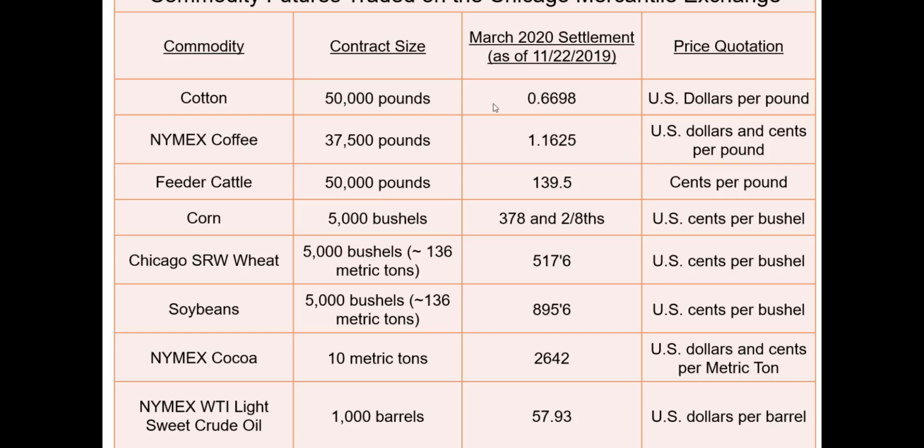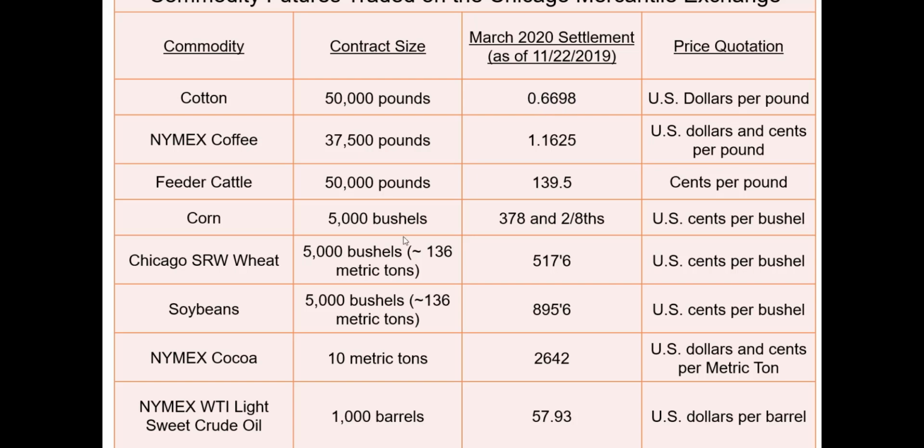So if you wanted to know what the current price is for a futures contract that has a March 2020 settlement as of the day that I recorded this video, all you need to do is multiply the contract size, 50,000, times the price in dollars per pound, 0.6698.